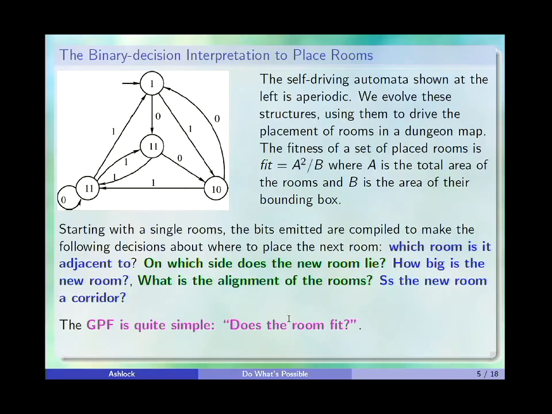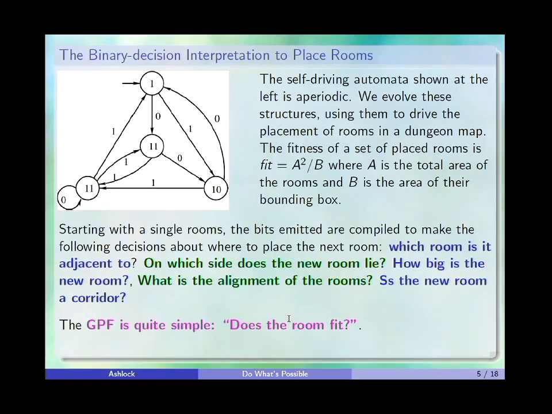But once I've got these bits spraying out, I can use them to place rooms. Now, when I place rooms, my fitness is going to be the square of the area of the rooms divided by the area of the bounding box of the room. So I'm encouraging it to lay down a lot of rooms and compactly. That's what dividing by the bounding box does. And as the numbers come out, I just compile bits to make the following decisions by going like mod the number of rooms.